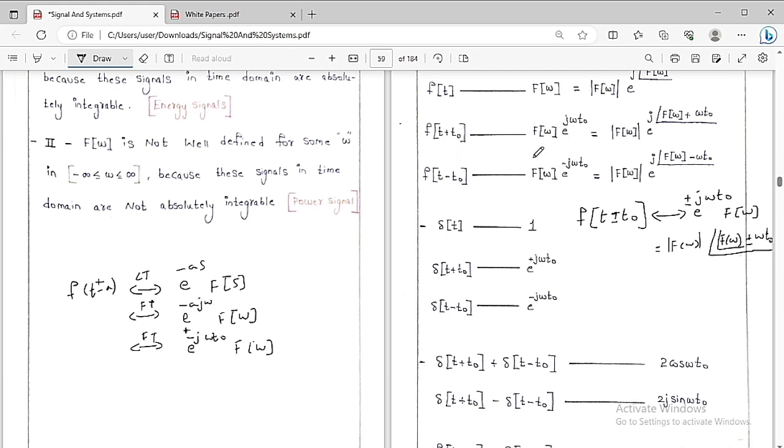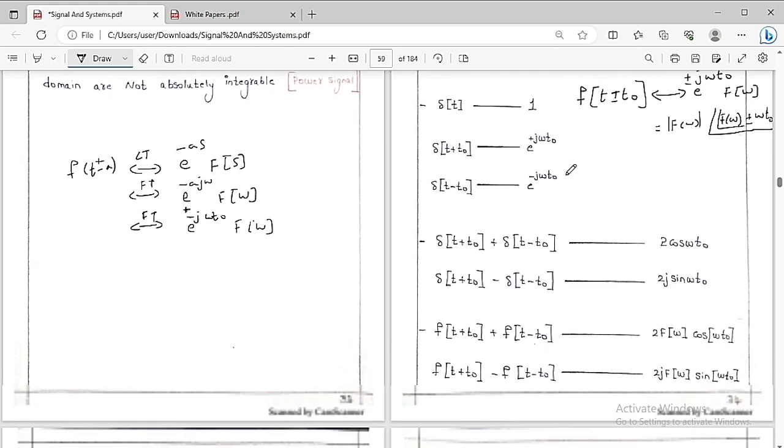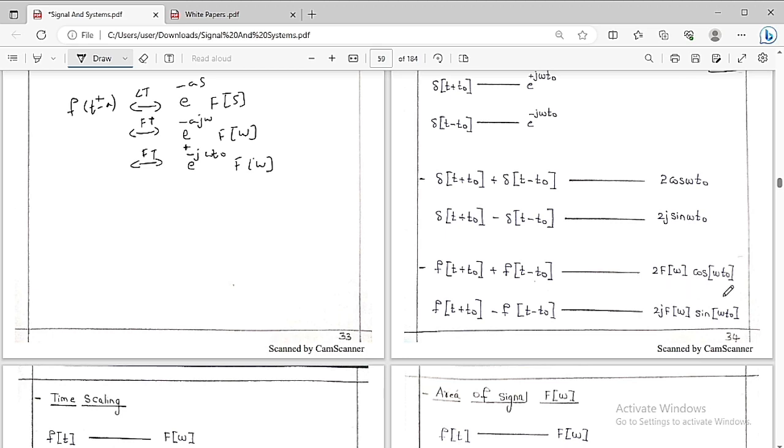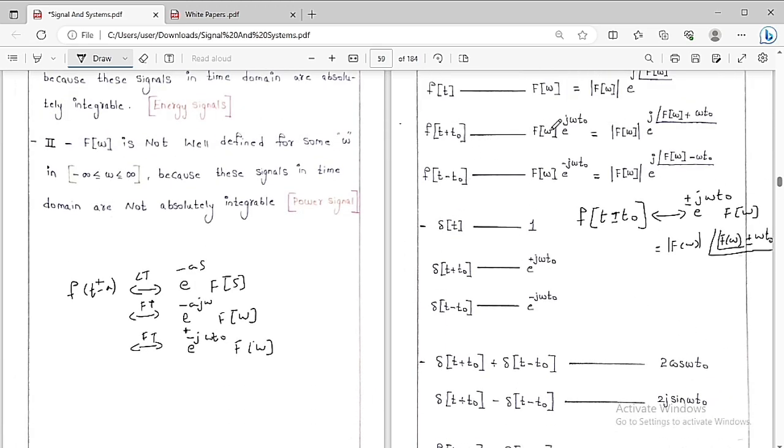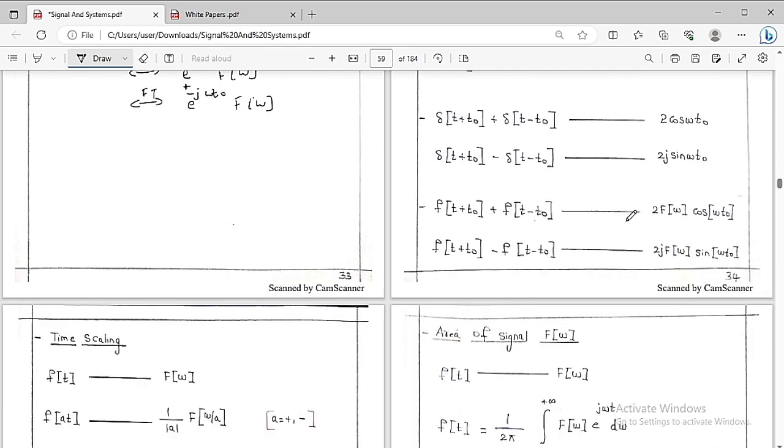If I add the LHS, I have to add the RHS. So if you simplify, you are going to get 2 into f of omega into cos of omega t naught. Suppose you subtract these two things, and then you have to subtract these two things also. If you simplify, we are going to get 2j f of omega sin omega t naught. So these things you always have to keep in your mind.